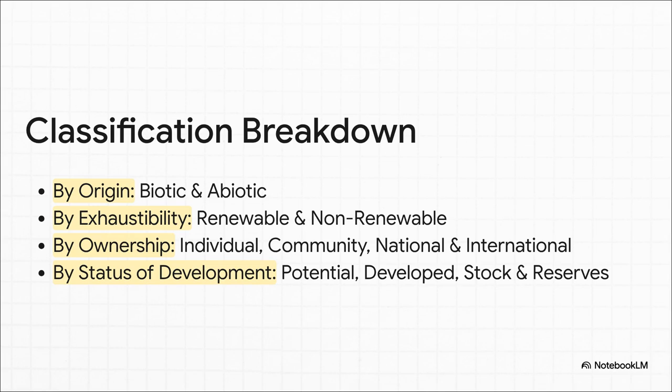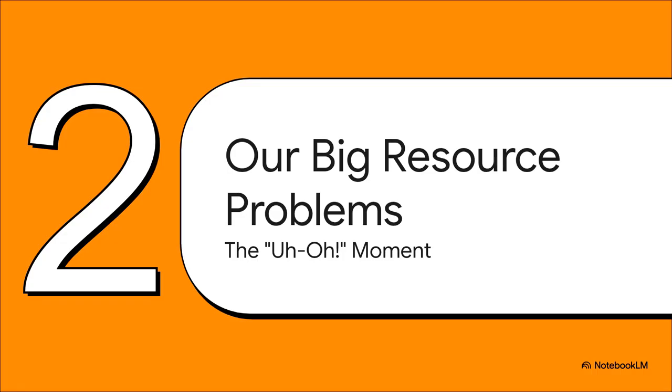First, by origin. Is it biotic, meaning living, like a plant, or abiotic, non-living, like a rock? Then, by exhaustibility. Is it renewable, like sunshine that we get every day, or non-renewable, like petrol that will one day run out? Then there's ownership. Is it yours, like your bike? Is it the community's, like your colony park? Is it national, like our country's minerals? Or international, like the open ocean? And finally, by status of development, which is just about whether we're using it now or saving it for later. Easy peasy.